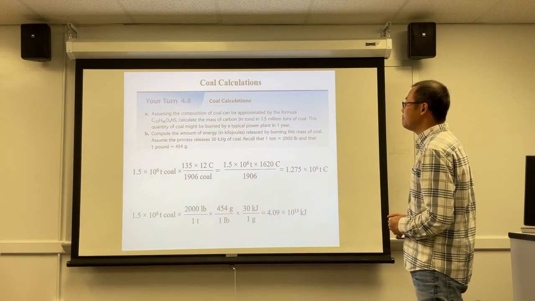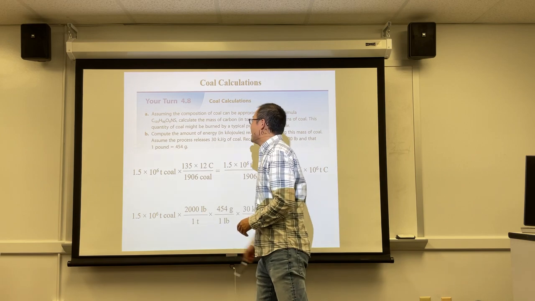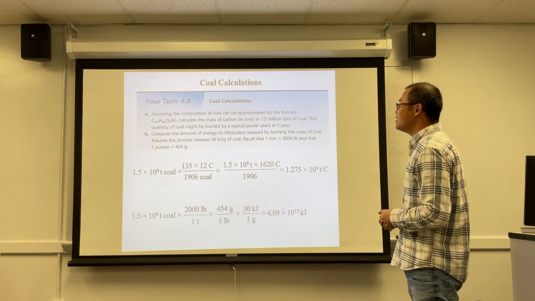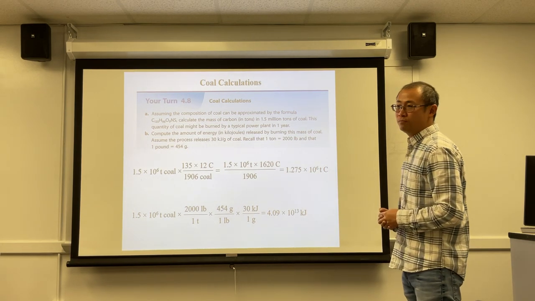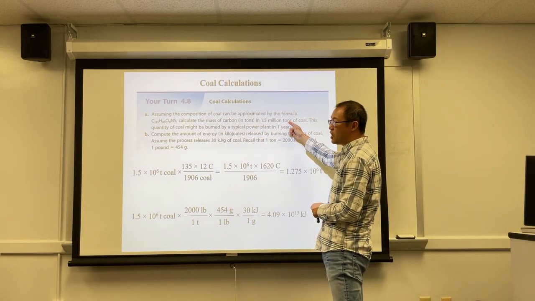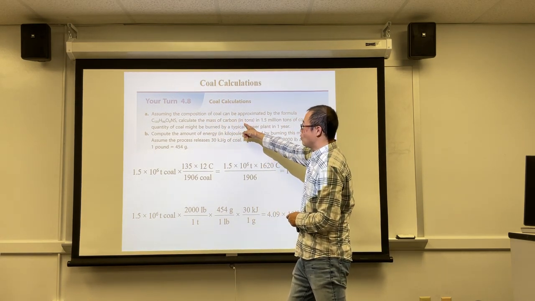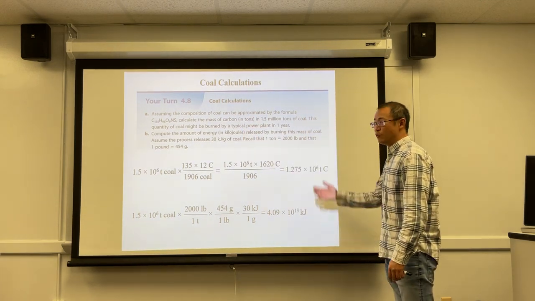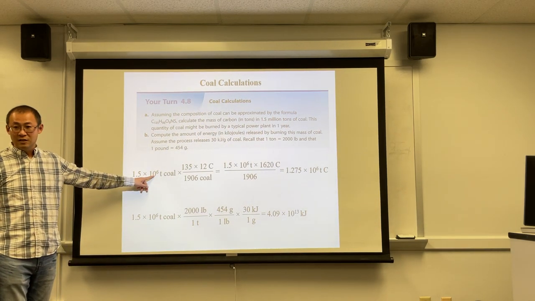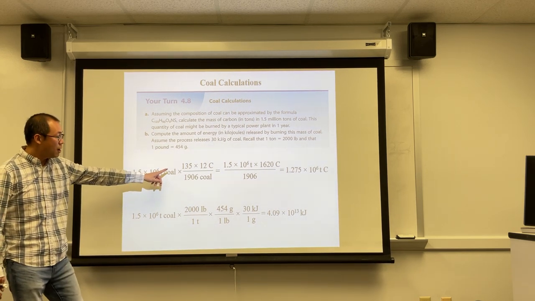Okay, the first question is, again, they give you the formula of coal. They ask you to calculate the mass of carbon in tons in 1.5 million tons of coal. So these are the key infos. If I have 1.5 million tons of coal, what is the mass of carbon in tons? Like we did before, if I give you 1.5 million tons of coal, million is 10 to the 6. So 1.5 million tons, T stands for ton, of coal. I use this to multiply.